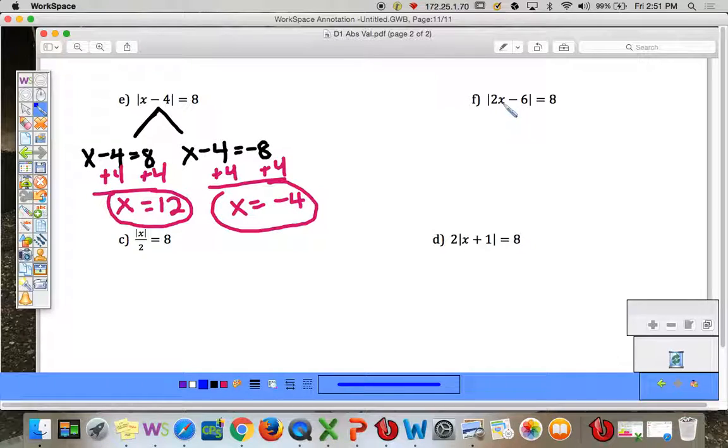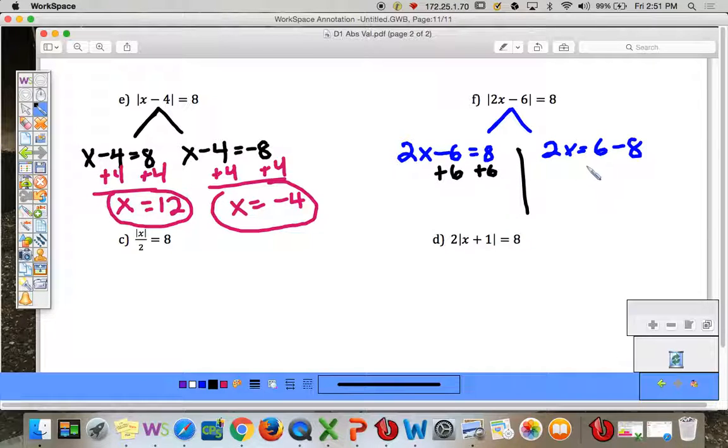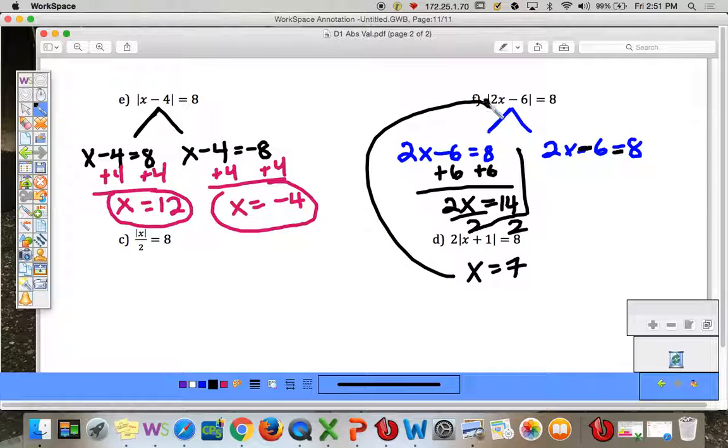Let's try another one. This number, 2x minus 6, whatever this is, can equal 8. So we have 2x minus 6 can be 8. But also 2x minus 6 can be negative 8, so you're going to split it up. And we'll solve each side. We're going to add 6 to each side. Should have been a minus. Should have been an equals. All right, so we got 2x equals 14. Divide by 2. So x will be 7 is one answer up here.